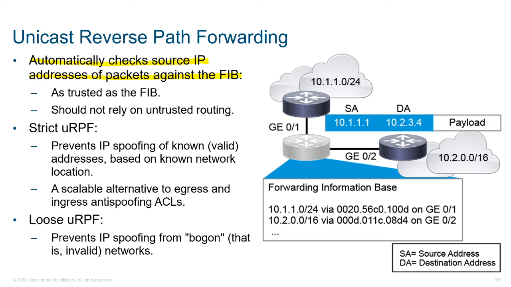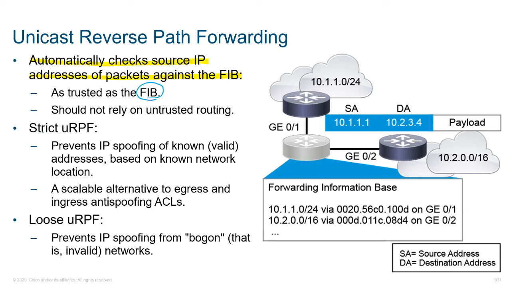So anything that is found in our forwarding information base should be trusted, and we should not be relying on any untrusted routing. So we also want to make sure that we have some security in place, that we are ensuring that our dynamic routing protocols have authentication in them. Sometimes we can look at this as one of the first lines of defense against those attackers.